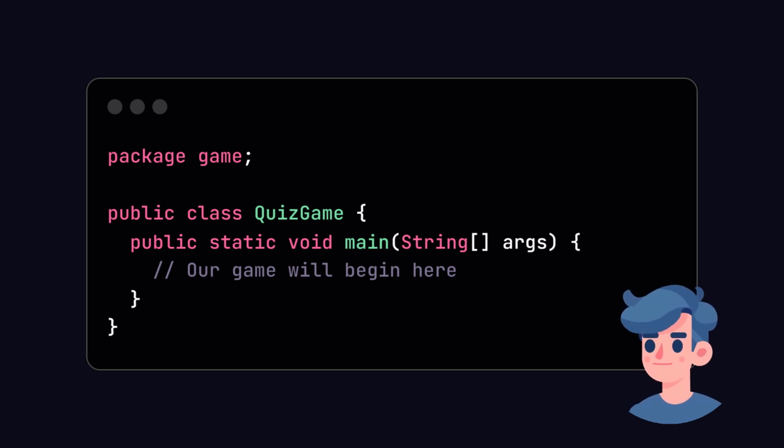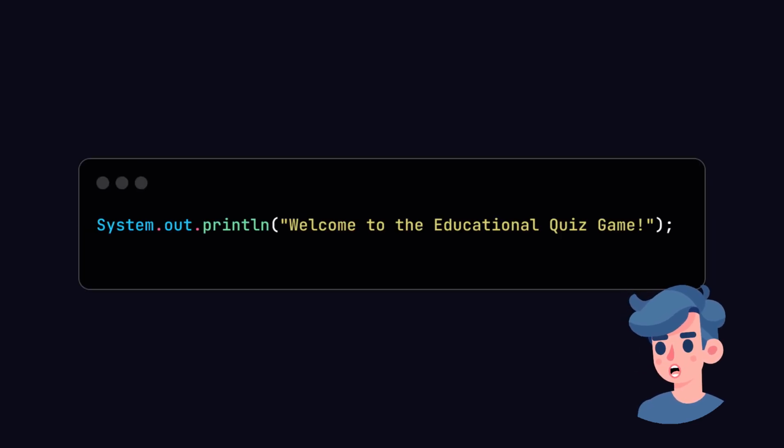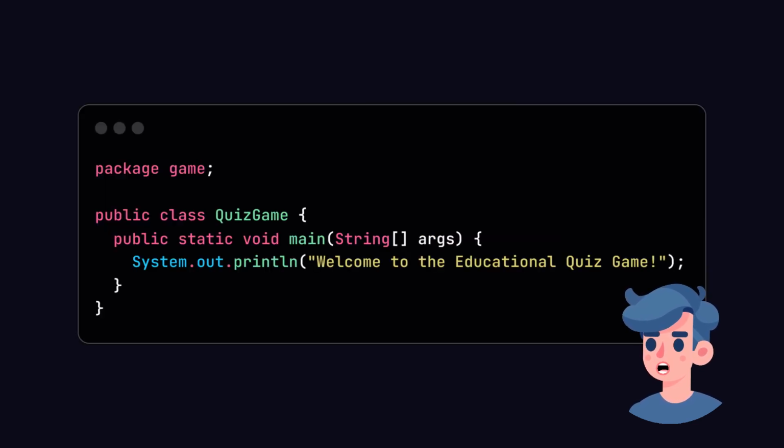Inside this package, we'll create our main class titled Quiz Game. In the main method, we'll set up a simple console output to welcome our players. Let's do that now. So far, our Quiz Game class looks like this. Let's write it all together.